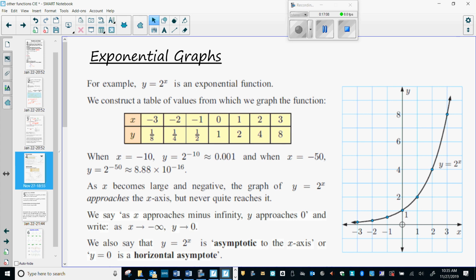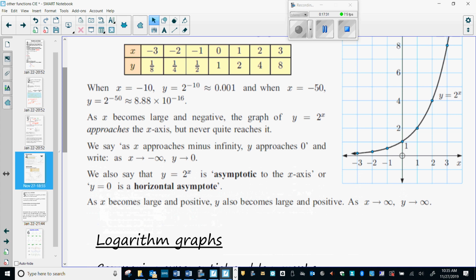Right, so y equals 2 to the power x is the graph we've drawn here. So we're saying that y is equal to 2 to the power of -3, which is 1/8, to the power of -2, which is 1/4, -1, 1, so on and so forth. So our graphs always have this shape, okay?